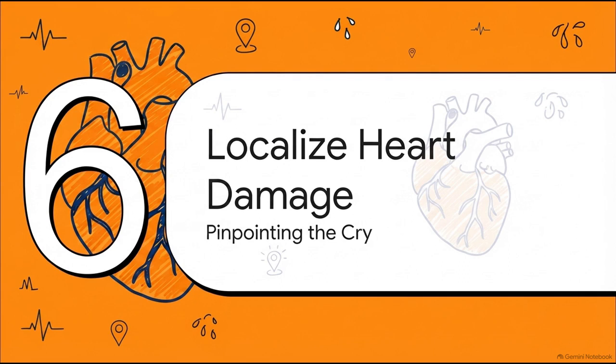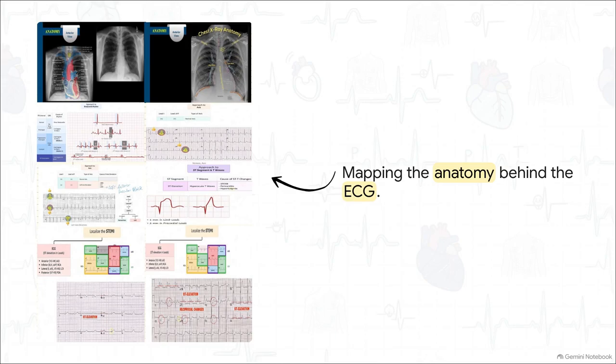Finally, Section 6, Localizing heart damage. Pinpointing the cry for help. Okay, we've spotted the cry for help, but now we have to figure out exactly where it's coming from. It is so easy to just get lost in the grid paper, so let's remind ourselves. Behind every single printout is a beating, physical heart in a patient's chest. The heart has different regions, anterior, inferior, lateral, and every single region is supplied by a very specific coronary artery. Our 12-lead ECG is essentially giving us 12 different camera angles, looking directly at these specific anatomical regions.